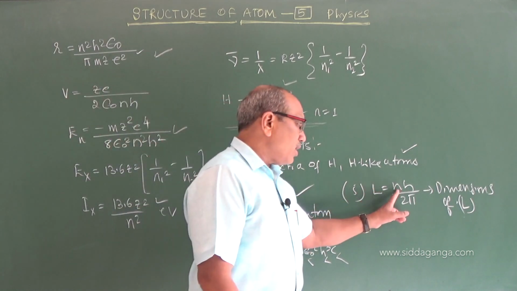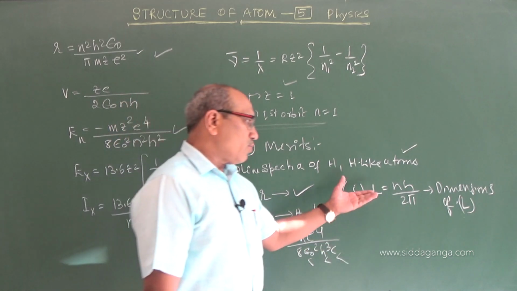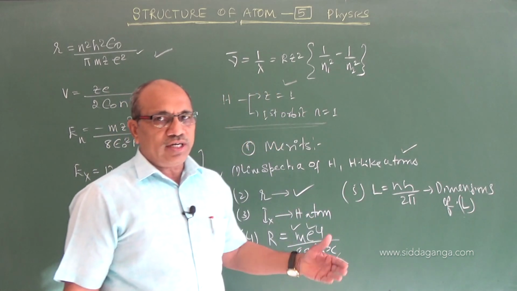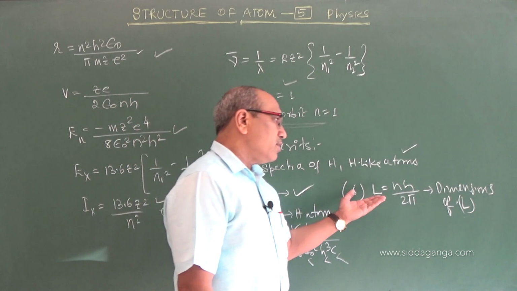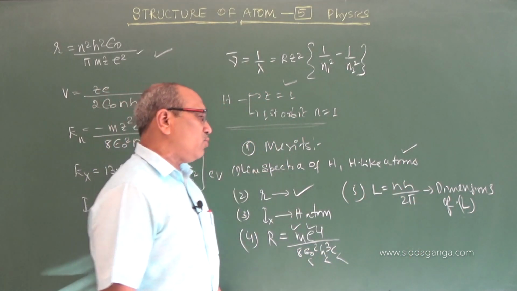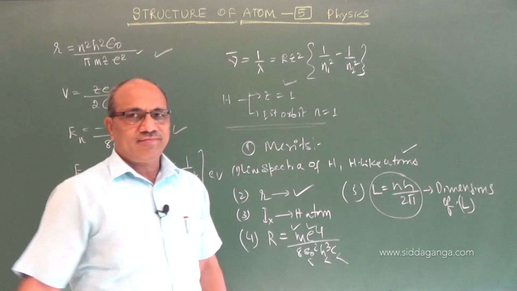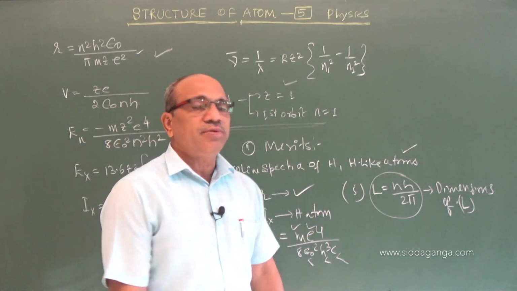And nh upon 2 pi has the dimension of angular momentum. So quantization of angular momentum is quite necessary, and the second postulate is so natural. These are found to be the successes, but no explanation is given why it should be quantized. Some defects may be there.